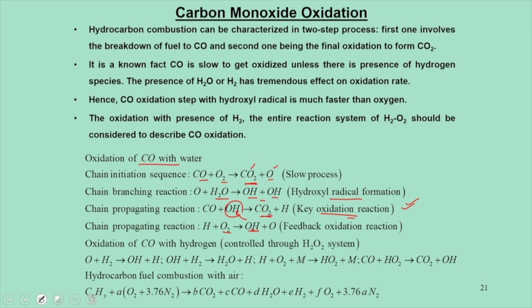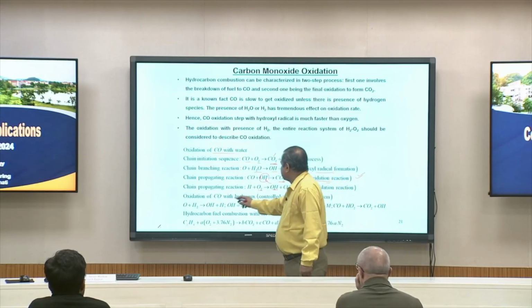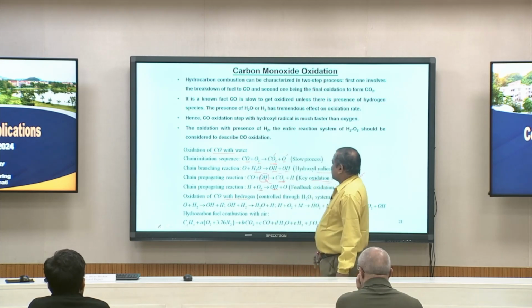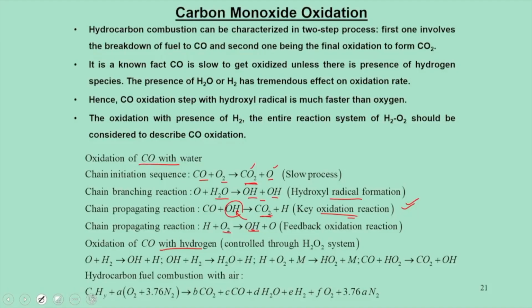Another mechanism is CO oxidation through hydrogen. When you bring in hydrogen, this is completely what is called the H2O2 system. Some way you have to find these radicals, the hydroxyl radicals, and those radicals keep on propagating. Ultimately, at the end, you land up with CO2. This is another mechanism by which CO can be brought to CO2.